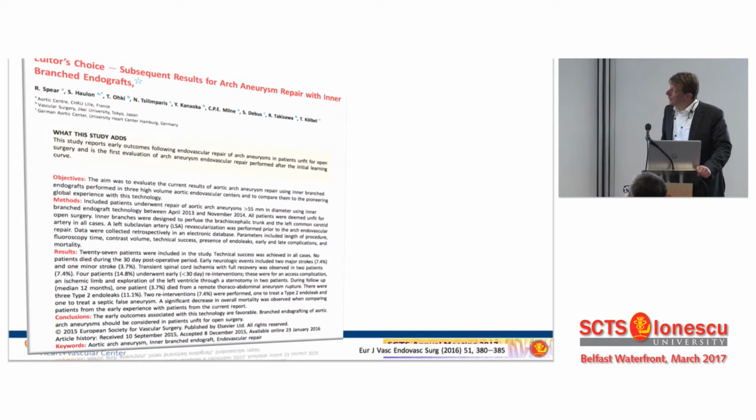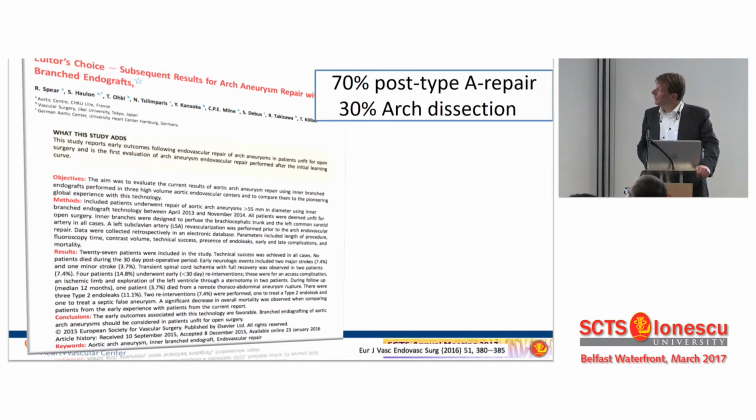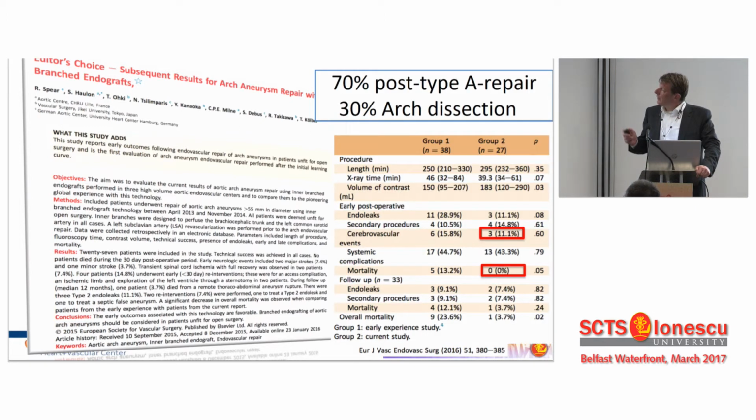In this publication, 3 users combined their clinical outcome in this graph. What you can see is that they mostly use this kind of graft in post-type A dissection patients, in 70%, and 30% still had dissection in the arch. Cerebrovascular events: 2 major and 1 minor stroke, a little bit high, and a mortality rate of 7%.